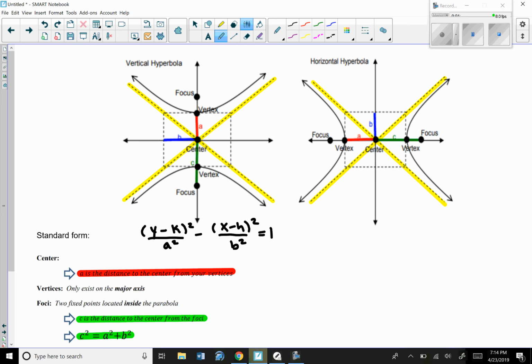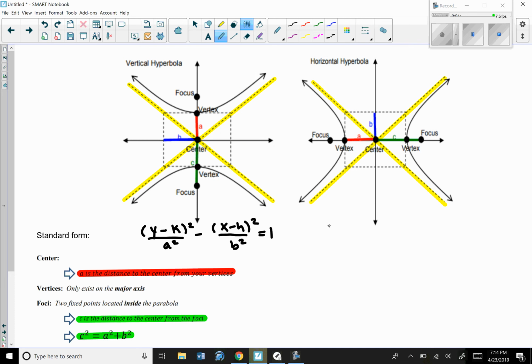So here again is your vertical hyperbola and horizontal hyperbola. The standard form for a vertical hyperbola is y minus k squared over a squared minus x minus h squared over b squared equals 1. Notice that the minus is in front of the x here. That's what makes this a vertical hyperbola.